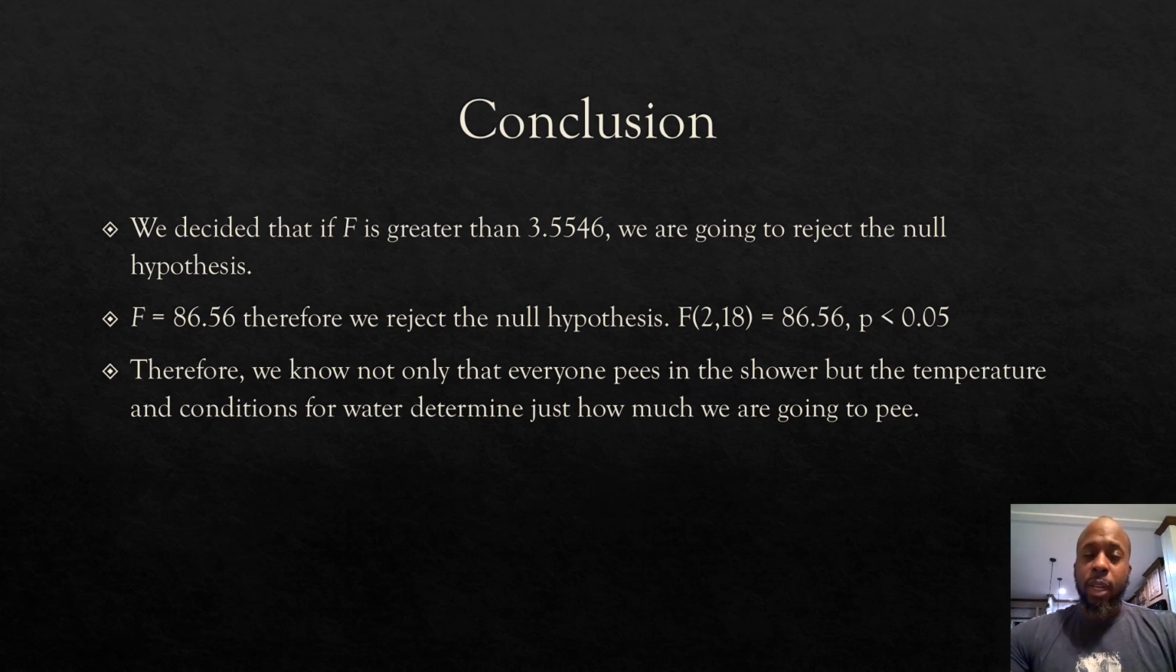So to wrap up, in conclusion, we determined that if F is greater than 3.5546, we're going to reject the null hypothesis. F is equal to 86.56. Therefore, we reject the null hypothesis, and we now know that not only does everyone pee in the shower, but the temperature and condition of the water determines just how much we pee. Thank you.